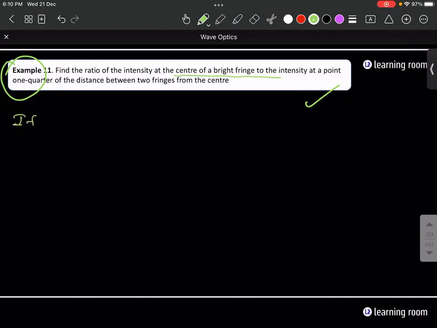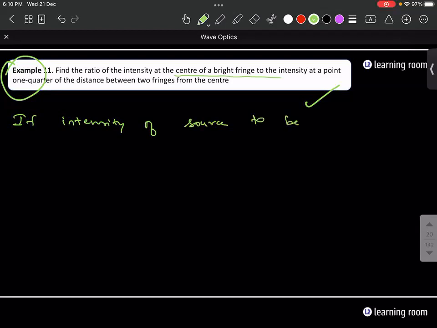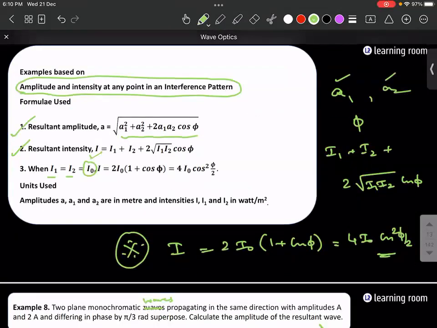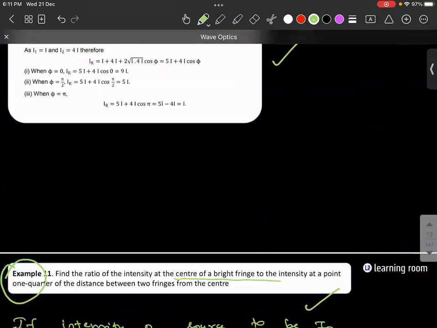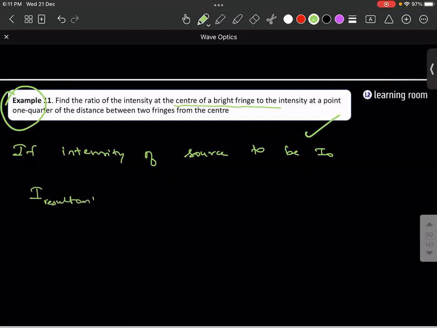See, if I take the intensity of both the sources to be I naught, then I know that the resultant intensity is 2 I naught into 1 plus cos phi, or 4 I naught into cos square phi by 2.